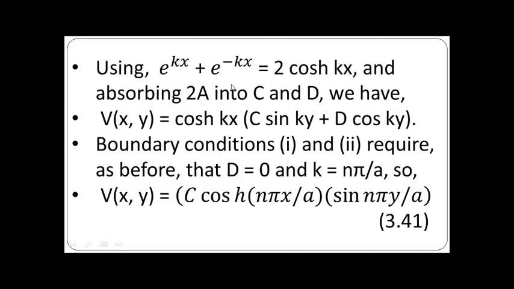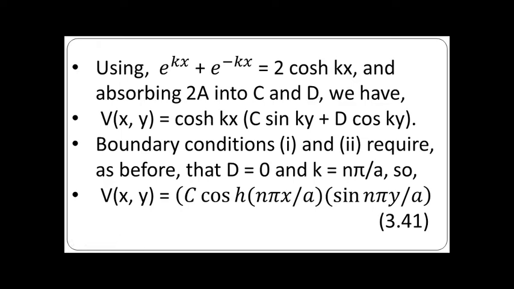So this we can substitute here, and absorbing 2a, which is a constant, into the c and d, we get V(x,y) is equal to cosh(kx), that is for this thing, and c sin(ky) plus d cos(ky), because 2a is going to be multiplied with the c and d. Now imposing the boundary conditions 1 and 2.